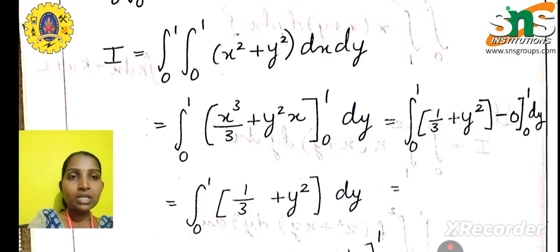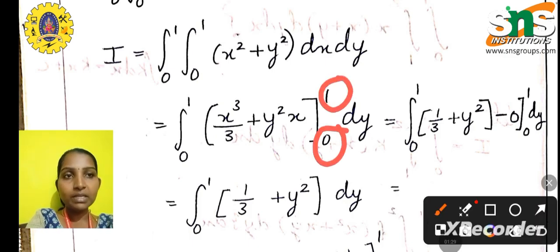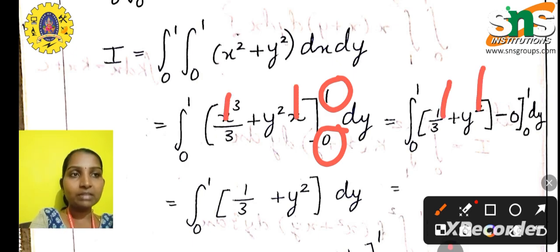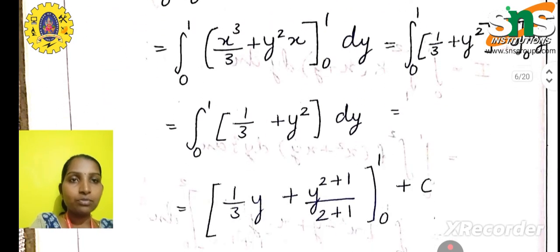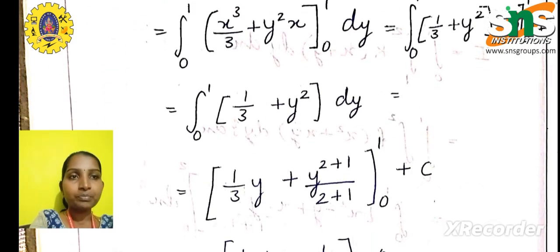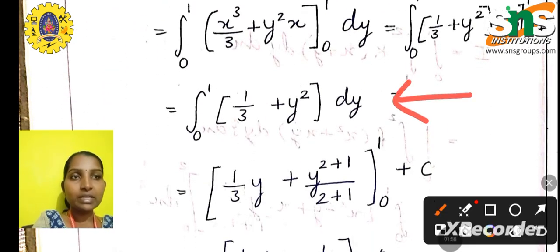Now what will we do here? We will just apply the upper limit and the lower limit. Upper limit is 1 and the lower limit is 0. Upper limit 1 will be applied for this x and this x, so you will have 1 by 3 plus y squared. And lower limit 0 will be applied for this x and this x, so that the term will be 0. Now these things will not be there. Now you have got only this integral, integral 0 to 1, (1 by 3 plus y squared) dy. This is your existing term as of now.